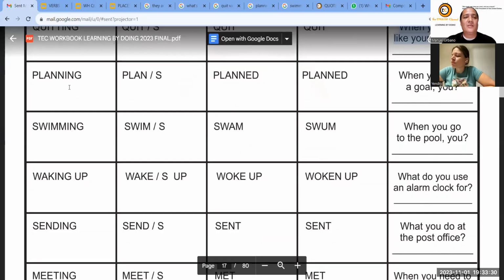All right. Very good. Let's go to our next verb, which is planning. So please repeat. Planning. Plan. Plans. Planned. And when you have a goal, you plan. All right. A goal is to learn English, so you plan on taking classes and things like that. So this one is a regular verb. So it's plan and planned. That's it.